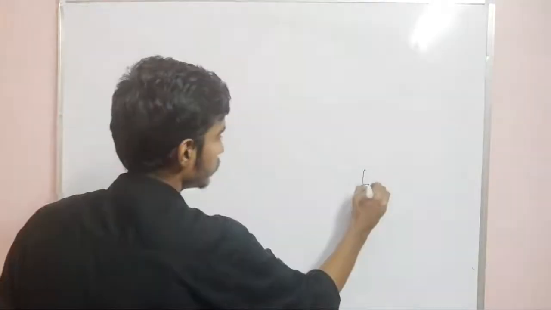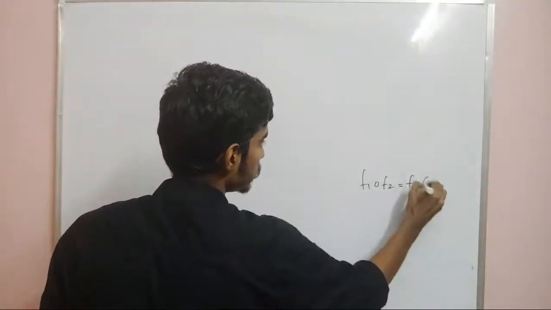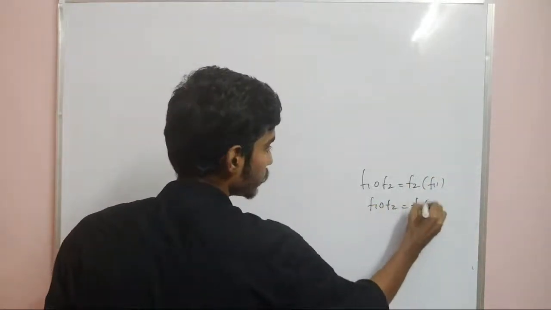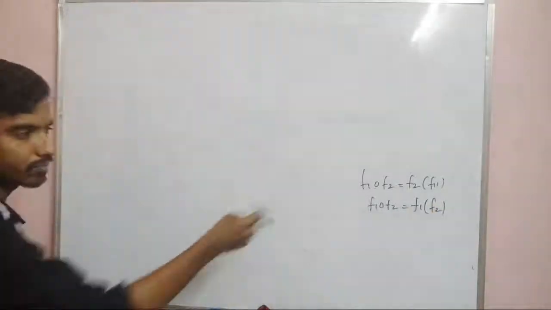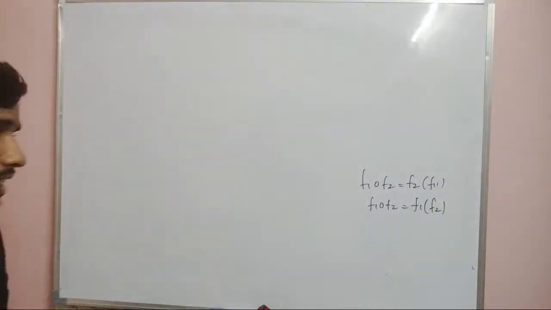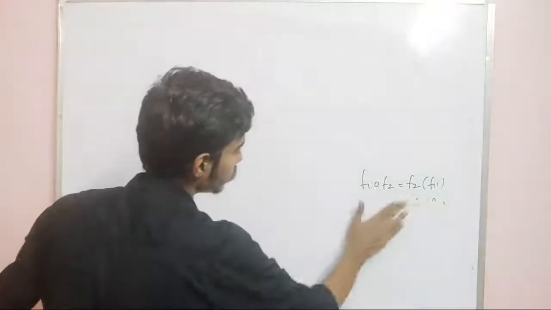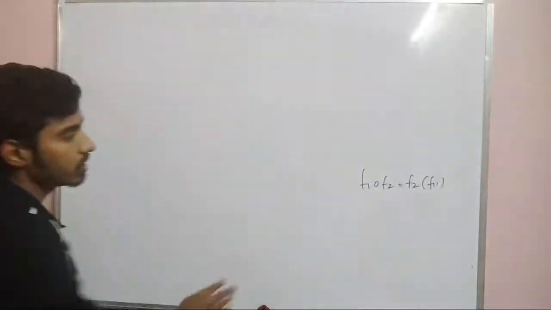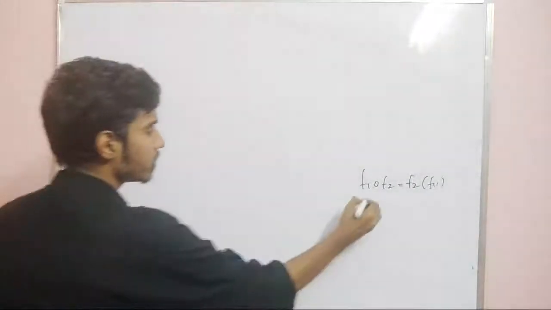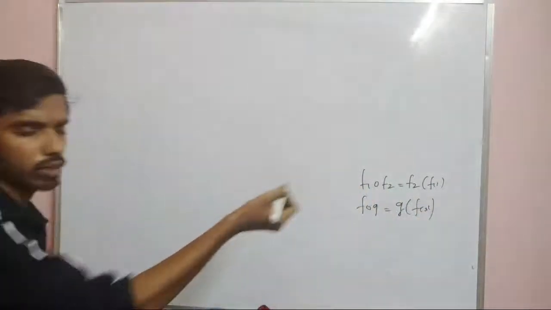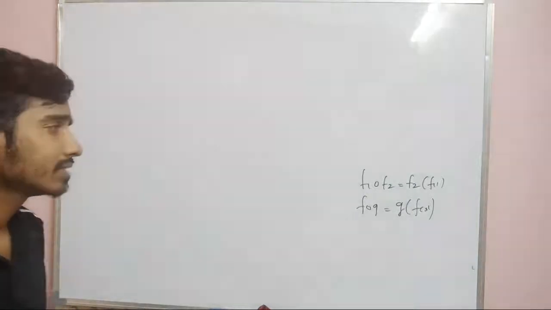You can find F1 composite F2 is equal to F2 of F1. I have written F1 composite F2 is equal to F1 of F2 because I thought the functions are one-to-one. You can see they are all one-to-one functions, so I wrote it straight away like this. You can also use the normal definition, F2 composite F1. Usually we define F composite G to be G of F of x.